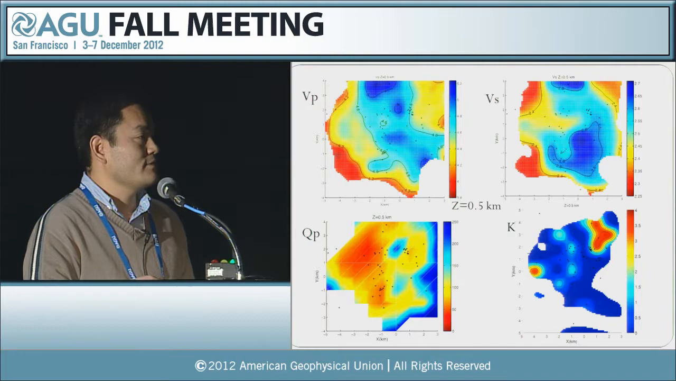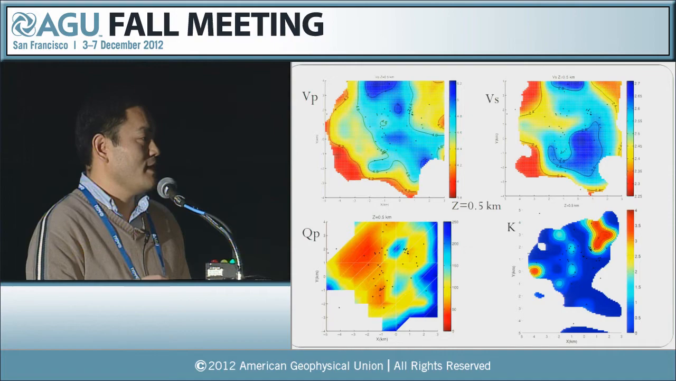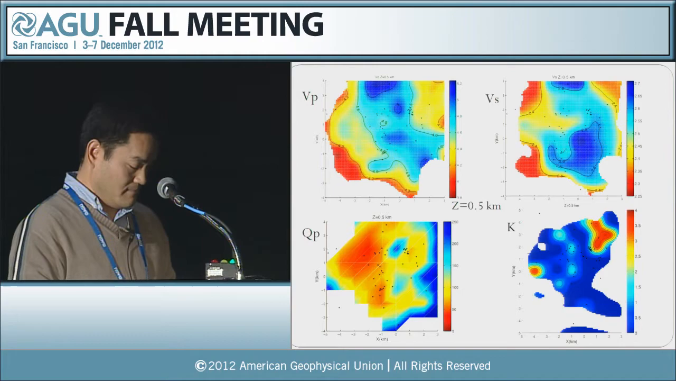We can see that at deeper depths, the anisotropy becomes smaller around this area. However, there's a strong anisotropy in this region. And overall, for the anisotropy model, we see higher attenuation to the west and lower attenuation to the east. So this is the depth slice for 2 kilometer.